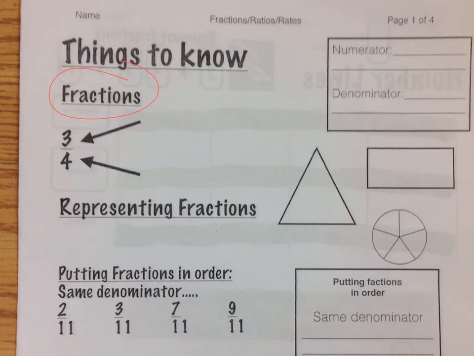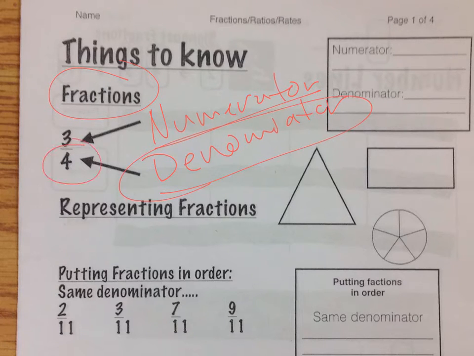The top is called the numerator. And the bottom is called the denominator. Sorry for my messy writing. The numerator and the denominator. The denominator is on the bottom, D for down. And it is how many pieces the whole is cut up into. And the numerator is how many of those pieces we're talking about.